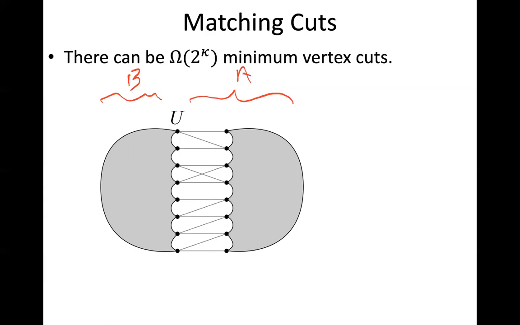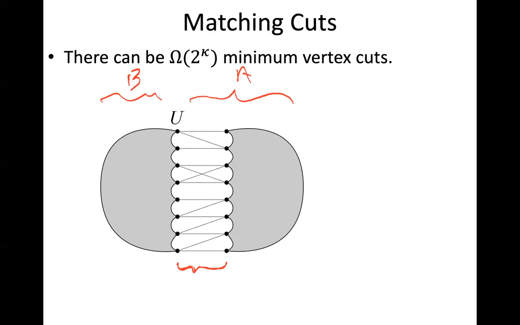So there's a 1-to-1 correspondence between maximum matchings in this graph and flows in a certain s-t flow network derived from this bipartite graph. And inside that flow network, there's a 1-to-1 correspondence between maximum flows, minimum cuts, and in the original bipartite graph, vertex covers.